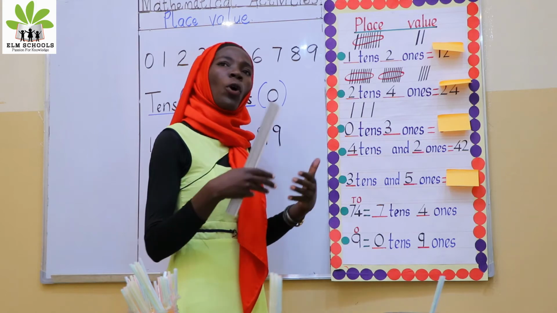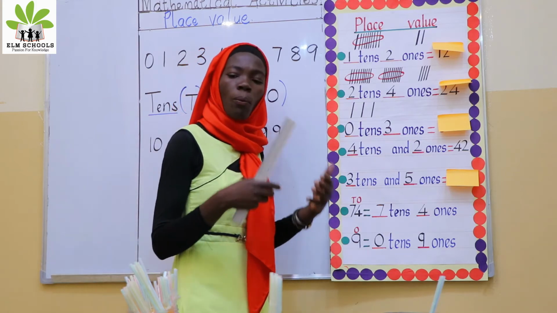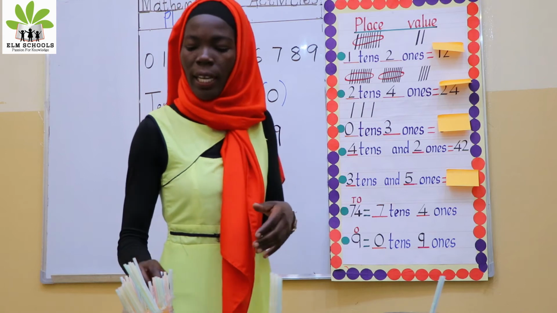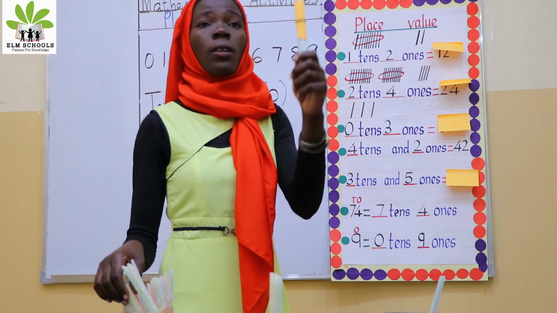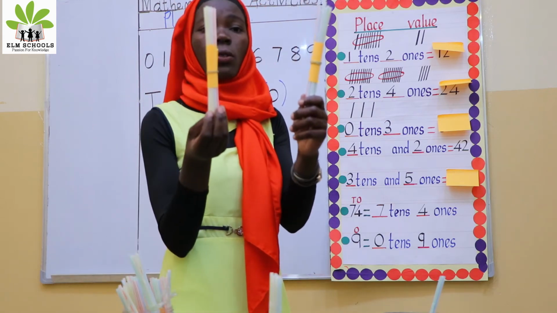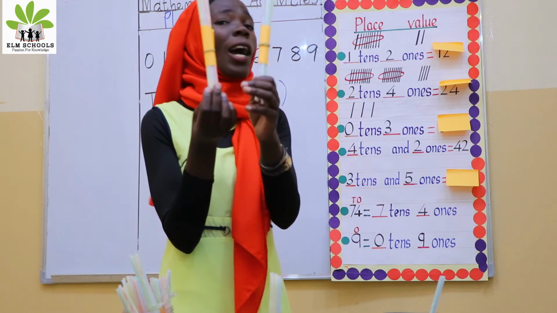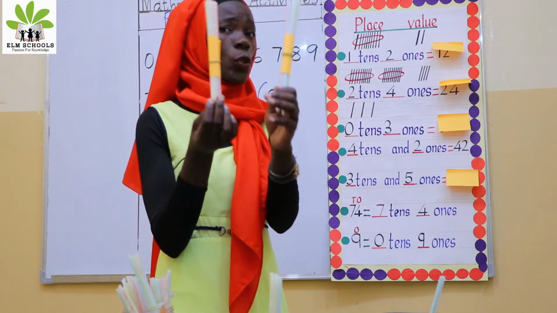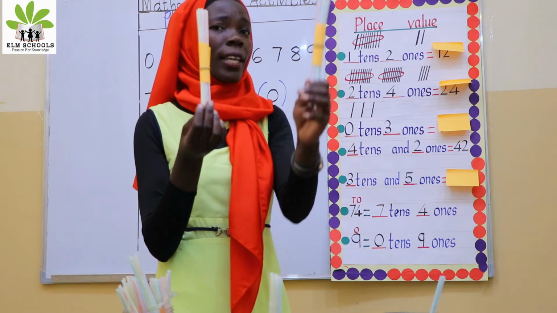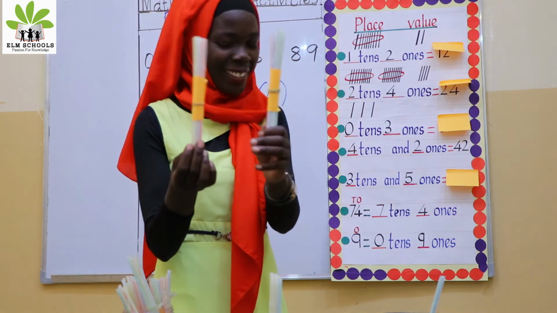We can have more bundles. For example, here, I have how many bundles? 1 bundle, 2. There are 2 bundles. How many are they? They are 20. 10 plus 10, you get 20.